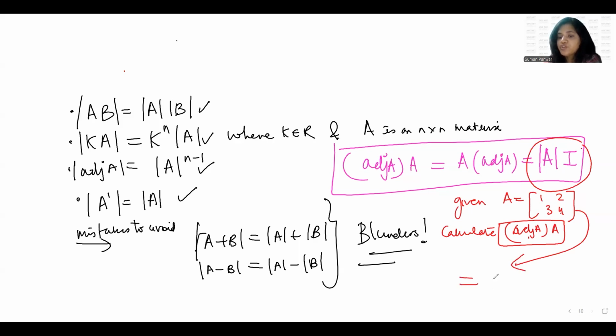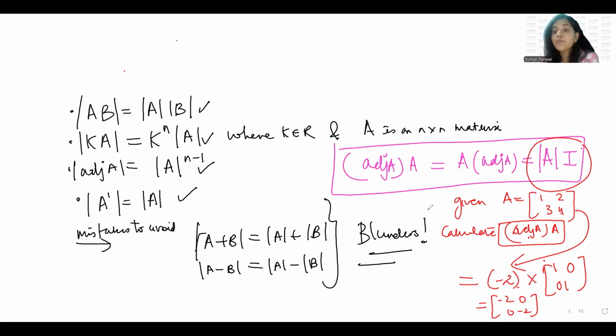So 1 into 4 minus 2 into 3, that is minus 2, into I. So what is I? [[1, 0], [0, 1]]. So this is nothing but [[minus 2, 0], [0, minus 2]]. Understood? So sometimes these kind of formulas really help you to solve a problem when they deliberately give you the problem to identify whether you know the formula or not. So rather than calculating the adjoint A, then multiplying with A, and then answering, you will use this.